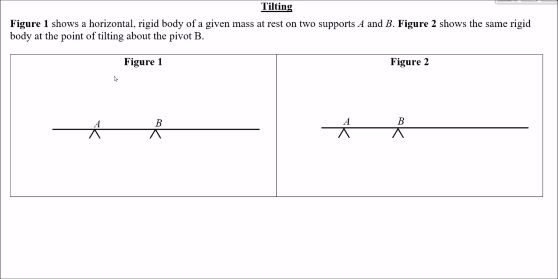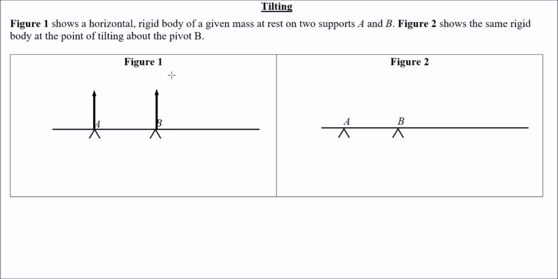Well, we've got figure 1 and figure 2. In figure 1, we're showing a horizontal rigid body, this beam, of a given mass, and it's at rest on 2 supports A and B. So in figure 1, what we've got is a system in equilibrium. Figure 2 shows the same rigid body at the point of tilting about pivot B.